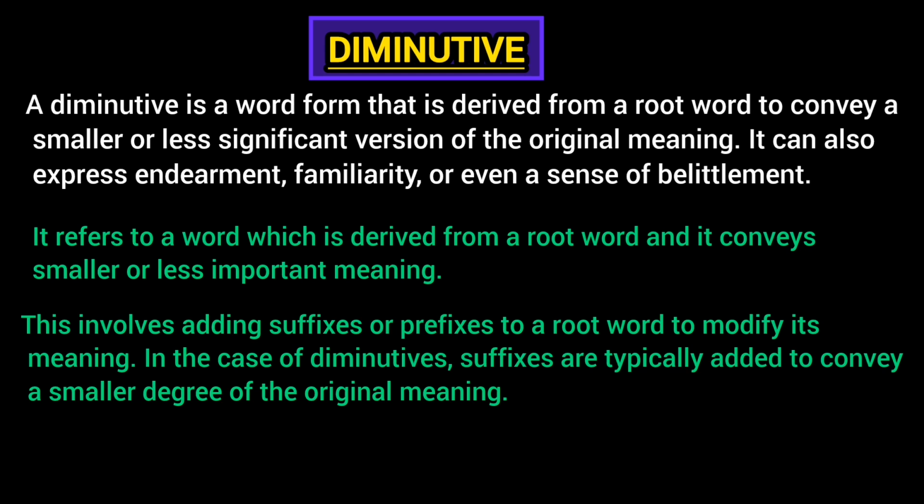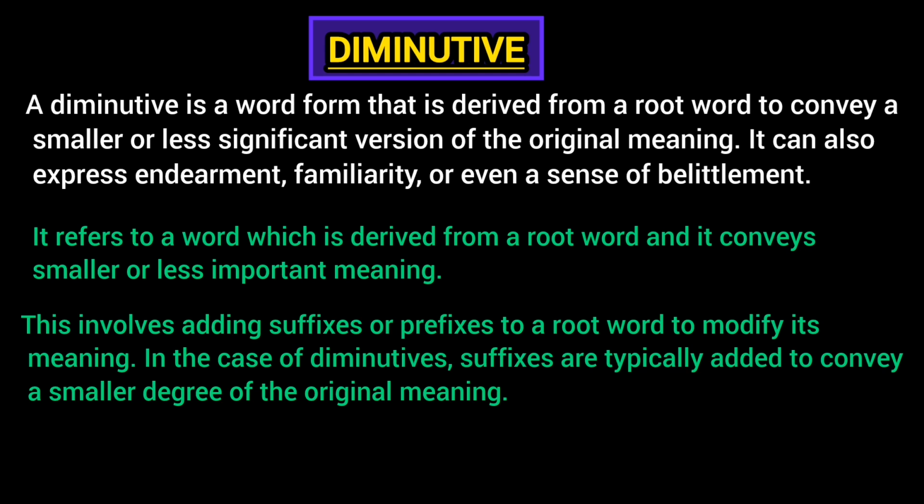But you should keep in mind that through diminutives we show endearment. It means that diminutives are used to convey feelings of love, tenderness, or intimacy. Familiarity means that they are used to create a more informal or familiar tone in conversation. And belittlement refers to the act of making someone or something seem less important than they actually are. It's a form of verbal abuse that can be used to intentionally hurt or diminish another person's self-esteem.